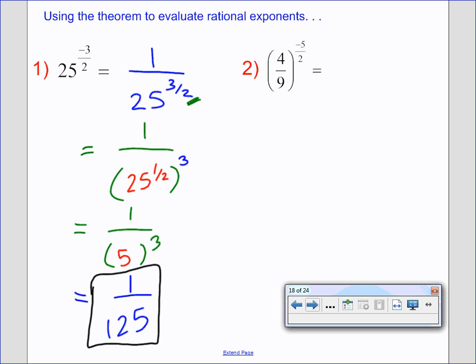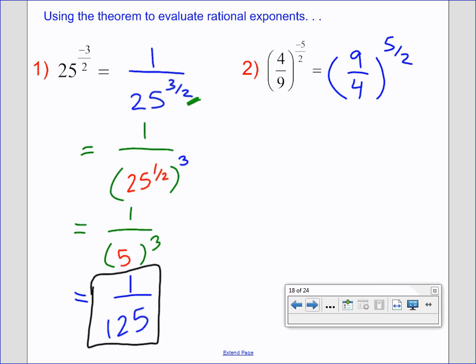Negative exponent doesn't mean negative answer, it means reciprocal. So my first step is to rewrite with positive exponents. Here we go. 4/9 to the negative 5/2 is the same as 9/4 to the positive 5/2. So notice how we flip the base, we don't flip the exponent. We apply the negative exponent to flip the base. When we change the sign of the exponent, we don't flip the exponent. So flip the base and rewrite to the positive exponent.